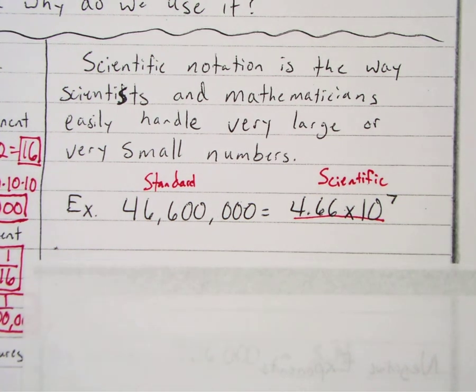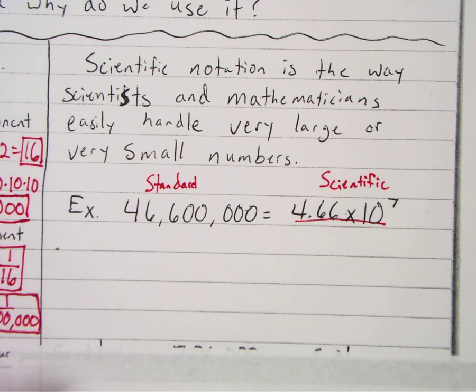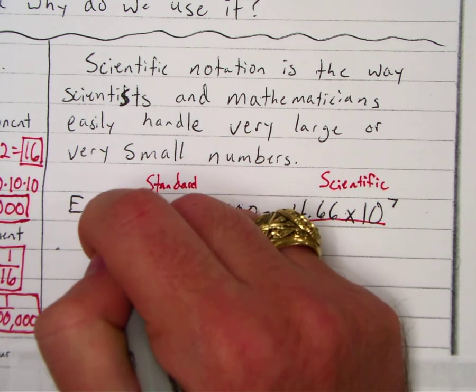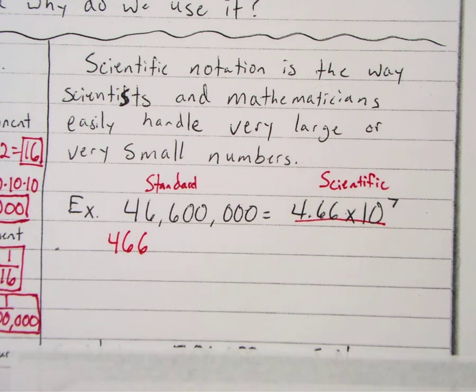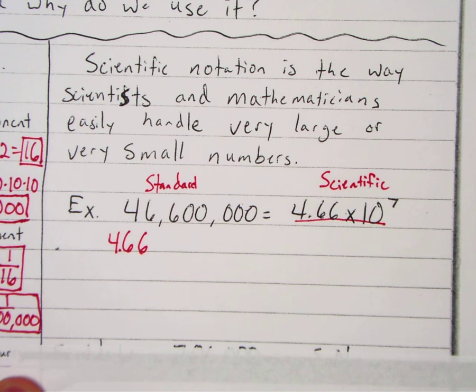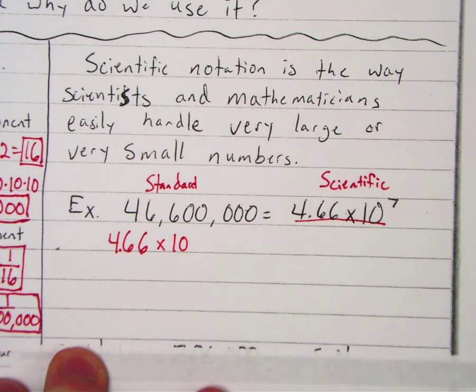Okay? So how did we get to this 4.66 times 10 to the 7th? Well, it's actually pretty easy. First, we look at our sig figs. 466. Those are our sig figs. We're going to write 466. Now, when you're changing from standard notation to scientific notation, all you have to do is simply put the decimal after your first digit. So this becomes 4.66. Okay? Now we're going to have that times 10 to the something power.